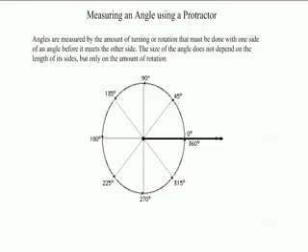This video is going to be over how to measure angles using a protractor. So first of all, we need to talk about angles. Angles are measured by the amount of turning or rotation that must be done with one side of an angle before it meets the other side. The size of the angle does not depend on the length of its sides, but only the amount of the rotation.